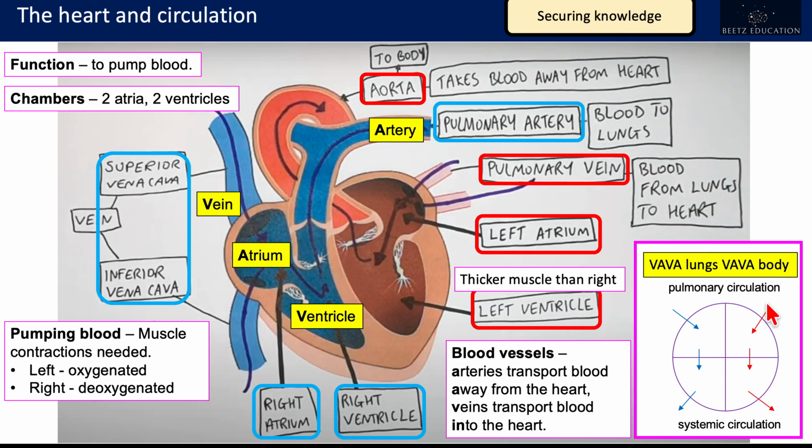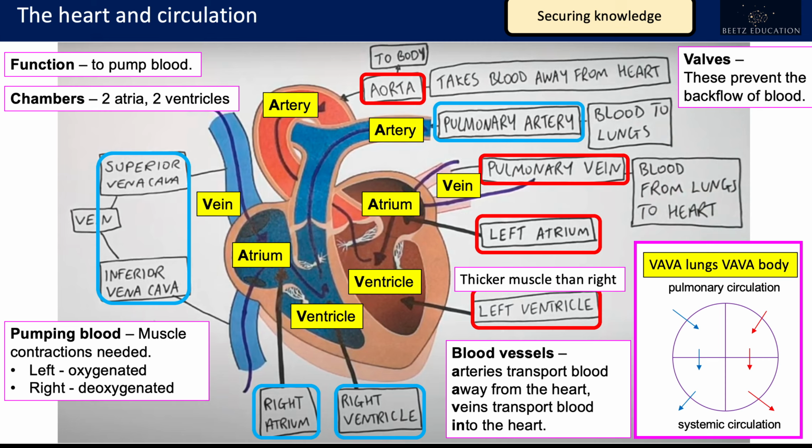Oxygenated blood will now flow through a vein again, into an atrium, down into a ventricle, and then once again out through an artery, in this case our aorta, out to the rest of the body. Okay, so all of the other cells, tissues and organs of the body, with the exception being the lungs. Okay, so vava lungs, vava body can help to remember the flow of blood through the heart and the connecting blood vessels.